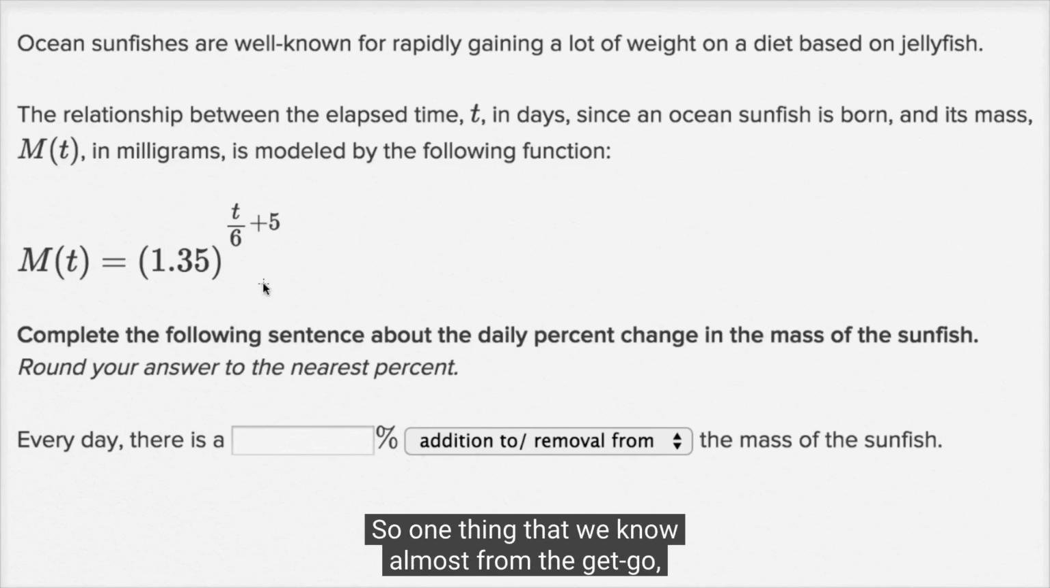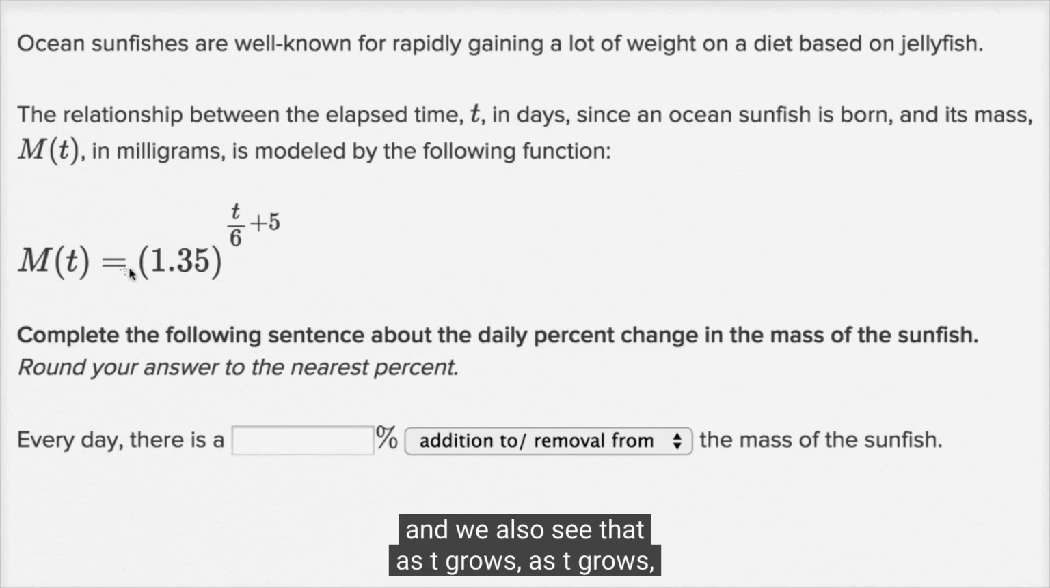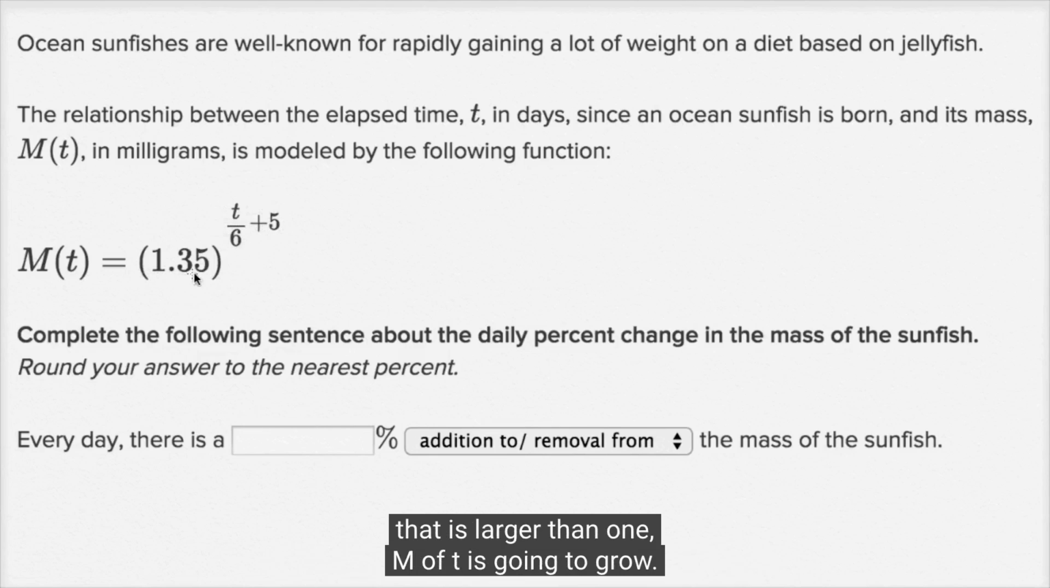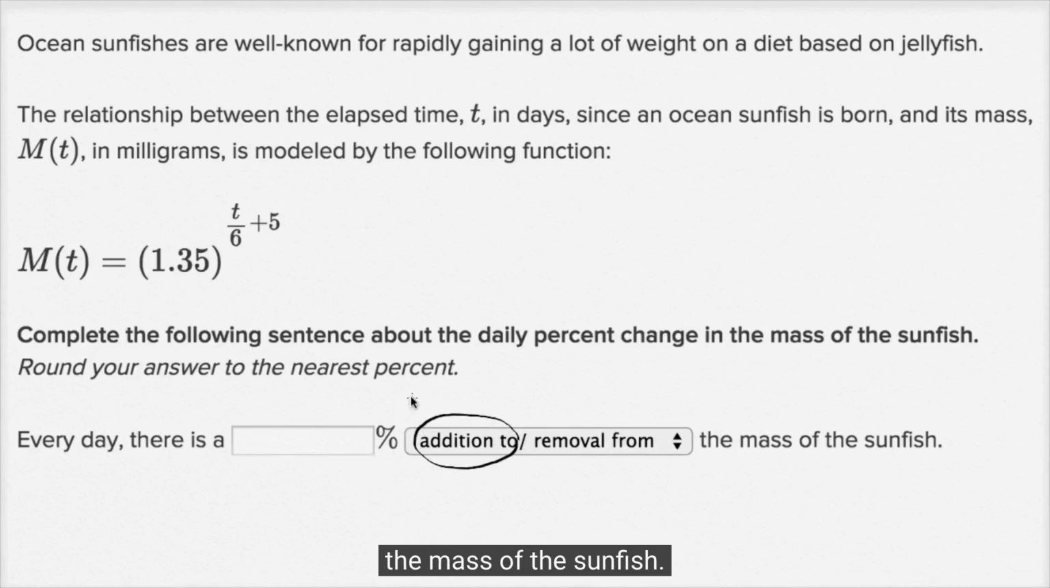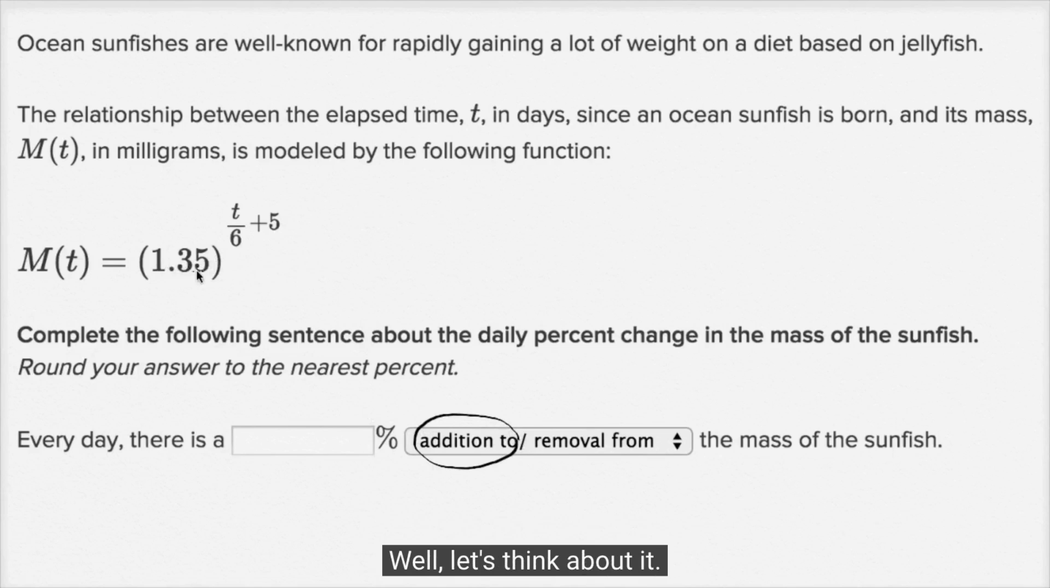So one thing that we know almost from the get-go, we know that the sunfish gains weight, and we also see that as t grows, the exponent here is going to grow, and if you grow an exponent on something that is larger than 1, m of t is going to grow. So I already know it's going to be about addition to the mass of the sunfish. But let's think about how much is added every day. Well, let's see if we can rewrite this.